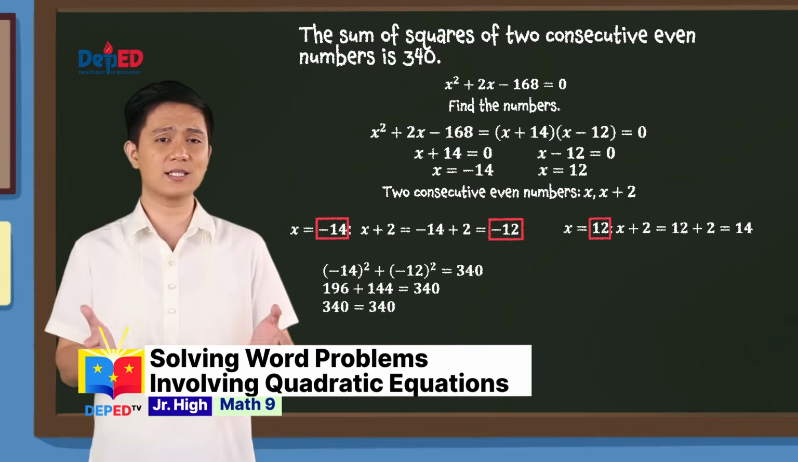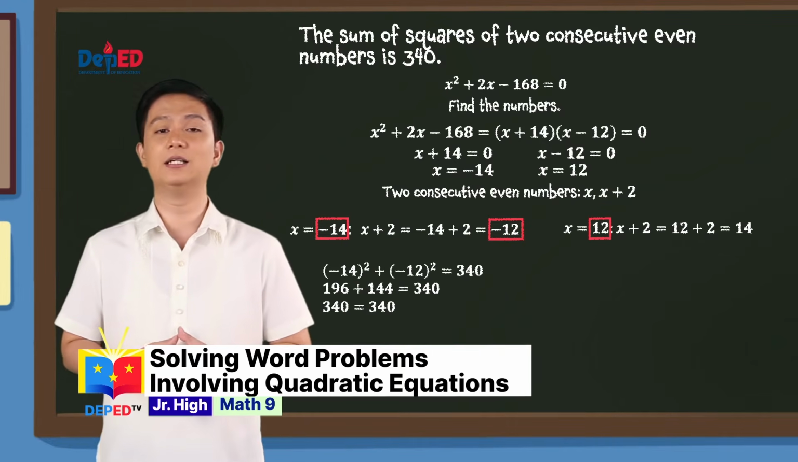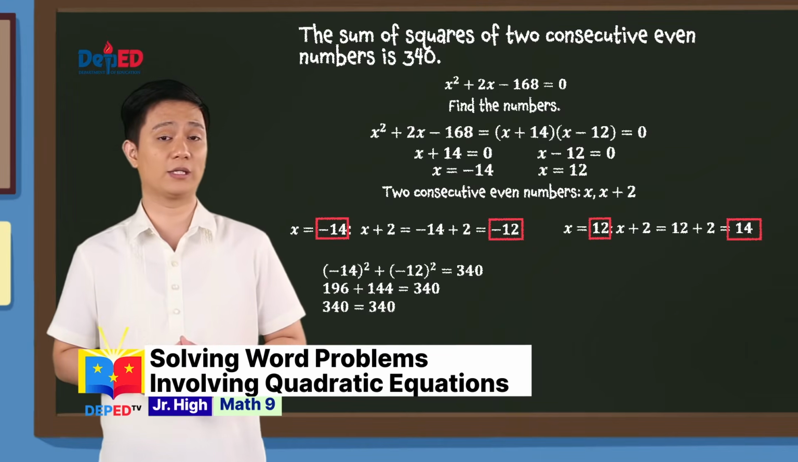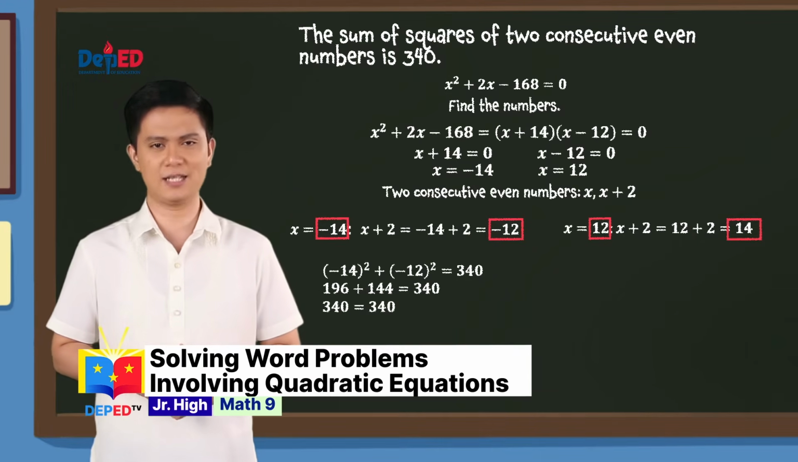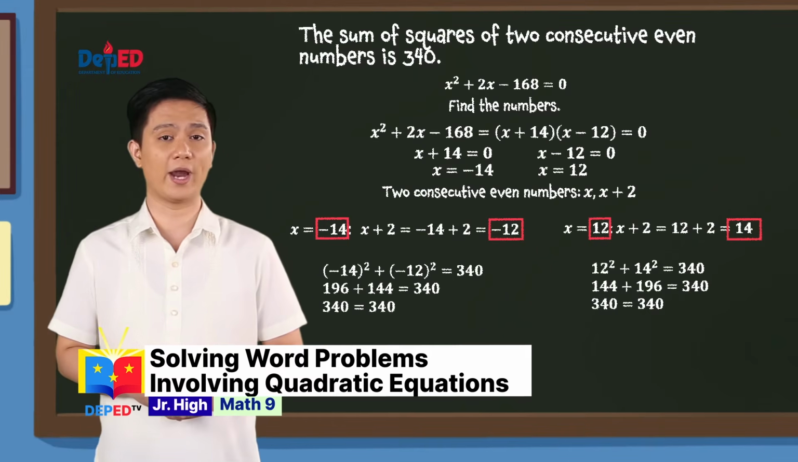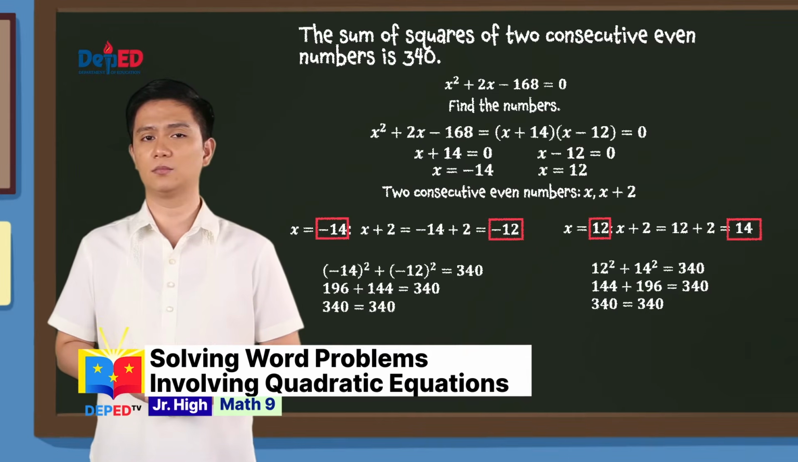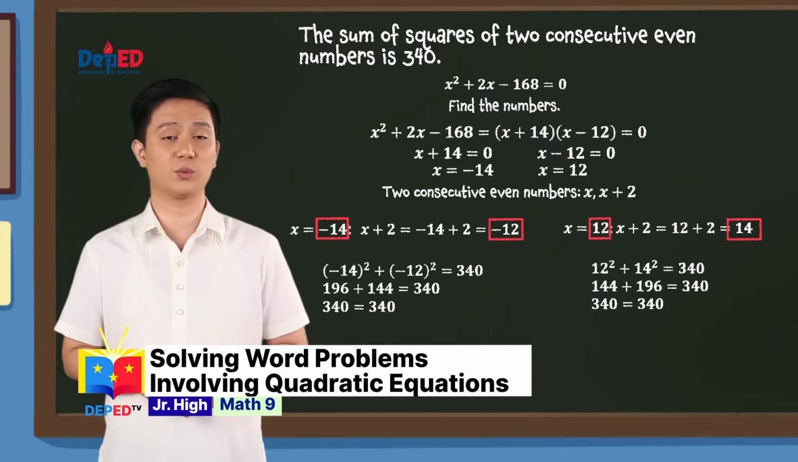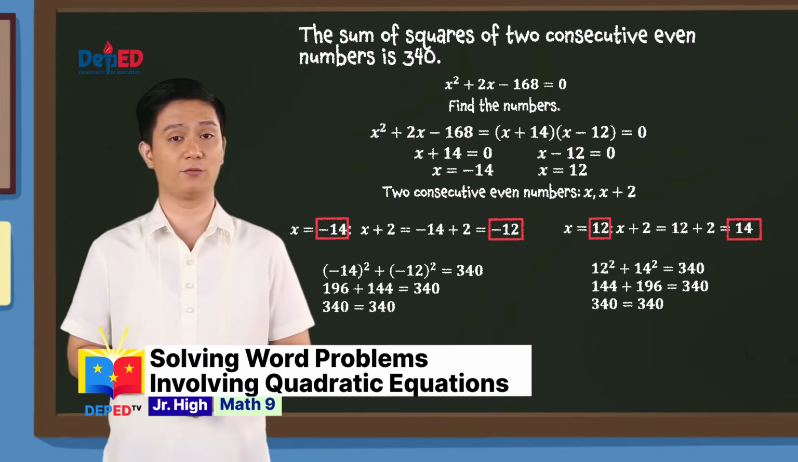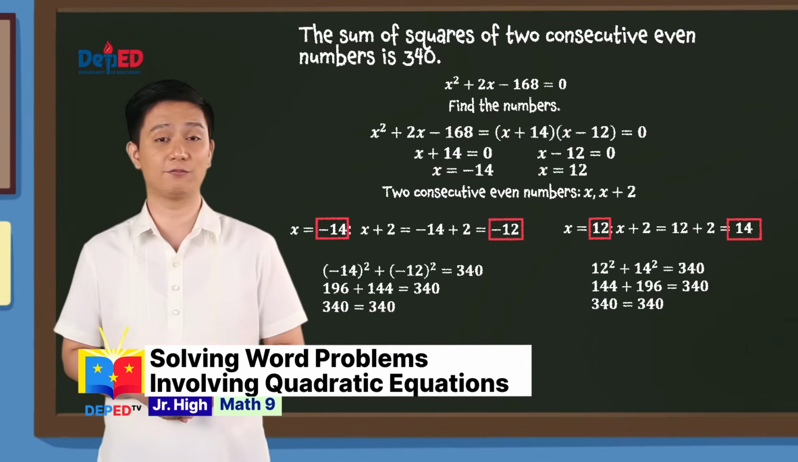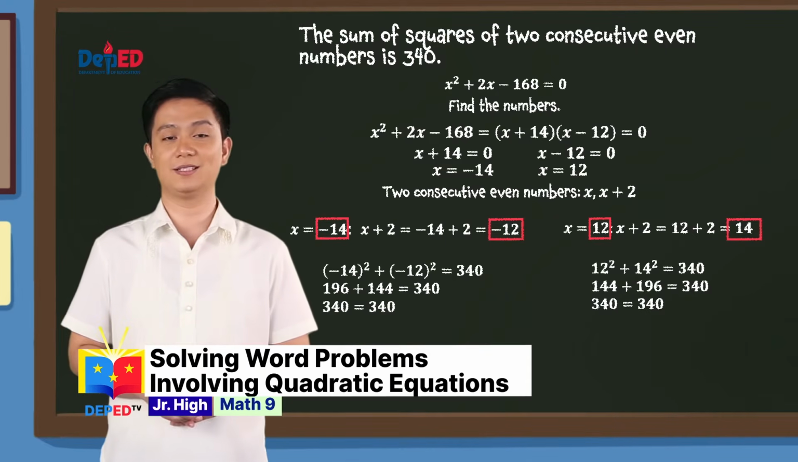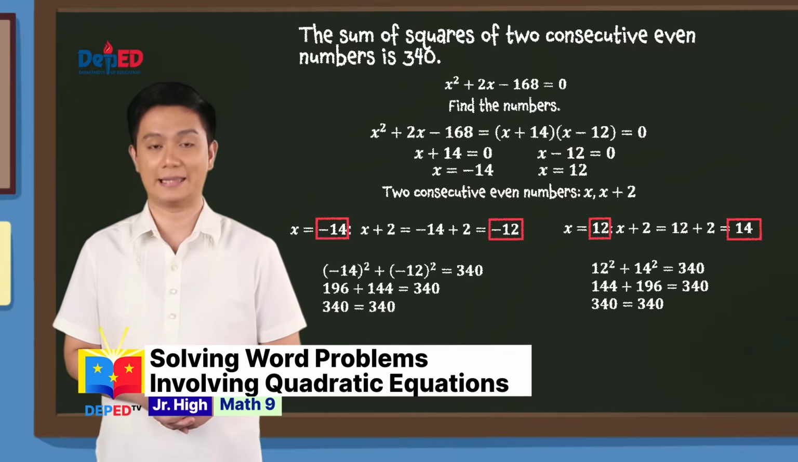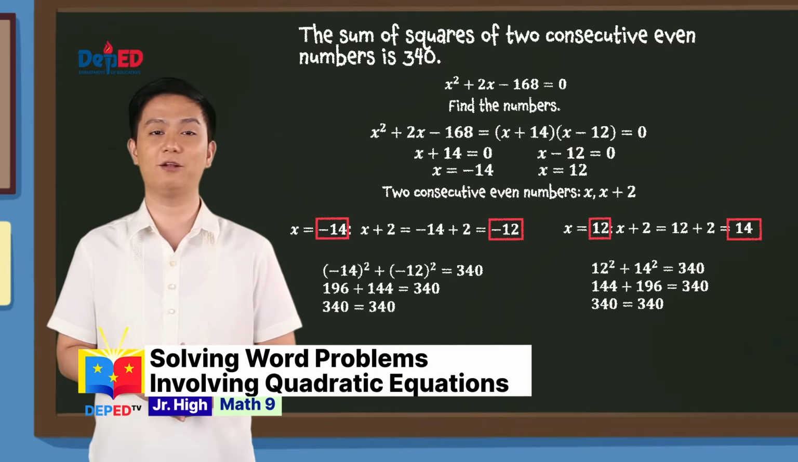Now, when x is 12, x plus 2 must be equal to 12 plus 2 or 14. Do 12 and 14 also satisfy the condition? Let's see. 12 squared plus 14 squared, is it equal to 340? 144 plus 196, is it equal to 340? Yes, 340 is equal to itself, of course. And they also do. So there are two sets of answers in this problem. Negative 14, negative 12, and 12, 14.